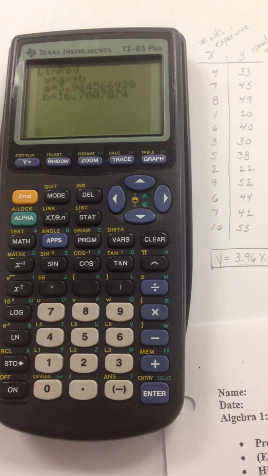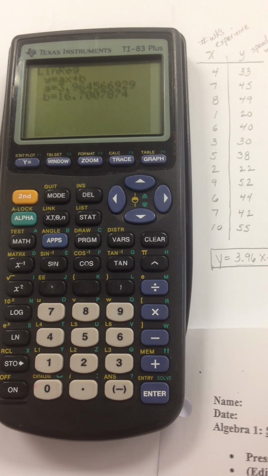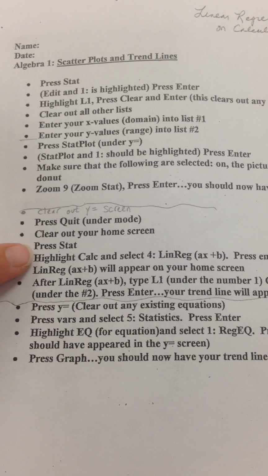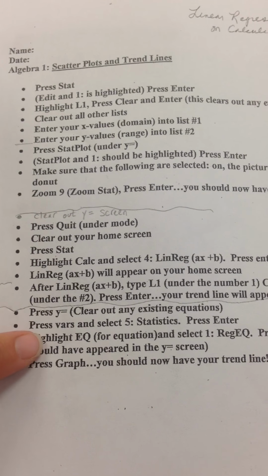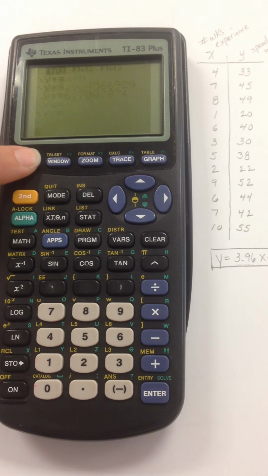So I'm actually going to draw a line. Hold on one second. I'm going to draw a line here and show you that this is the set of steps. So this step was to make the trend line. Now this is to sort of put them together. So I'm going to go to y equals now. We've already cleared out that home screen.